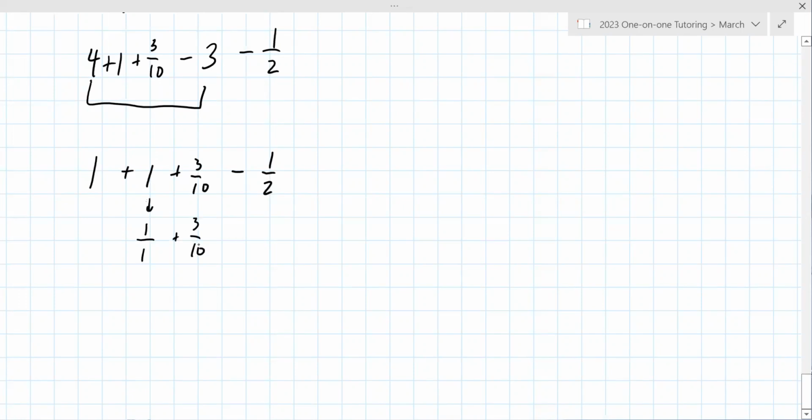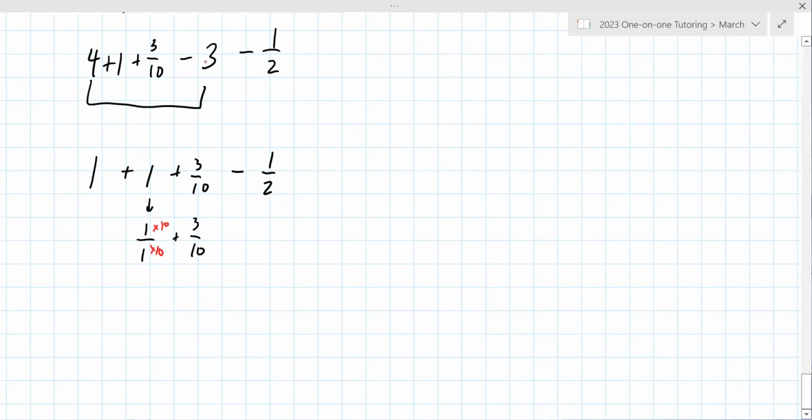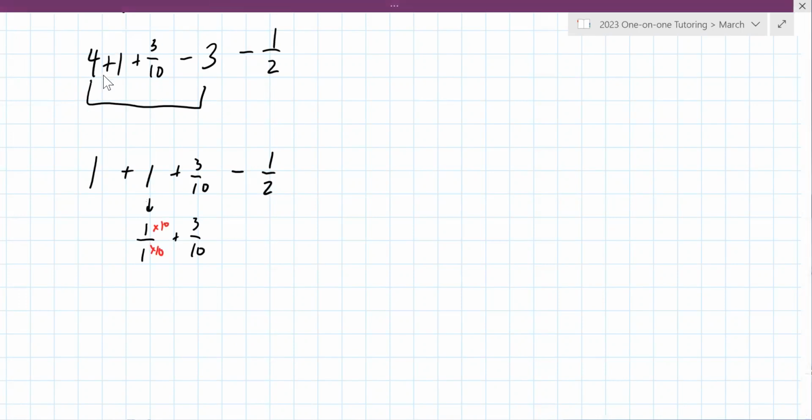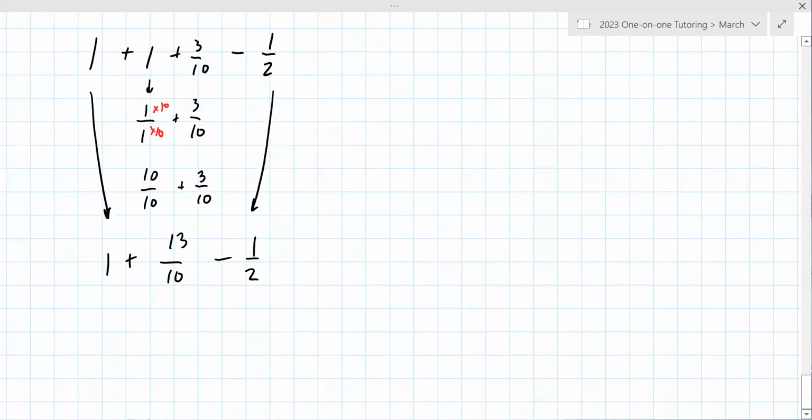Okay, so you're gonna make a common denominator here of 10. So that's 10 over 10 plus 3 over 10. That becomes 13 over 10. Is that okay? I mean, did you get there? Yeah. All right.